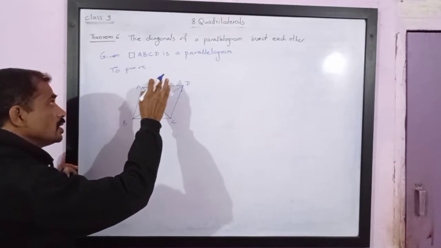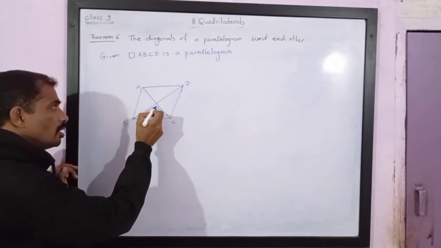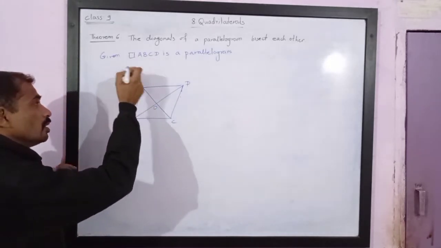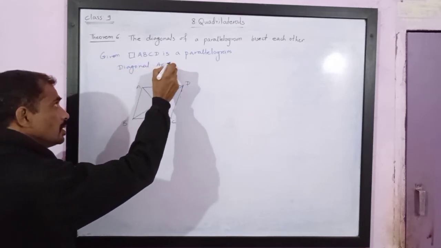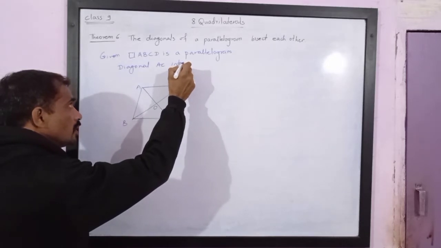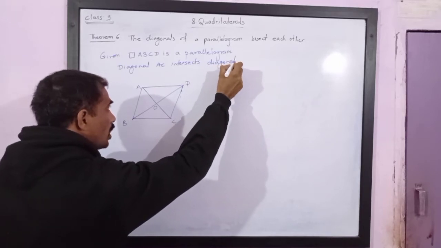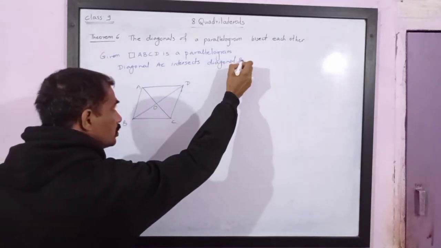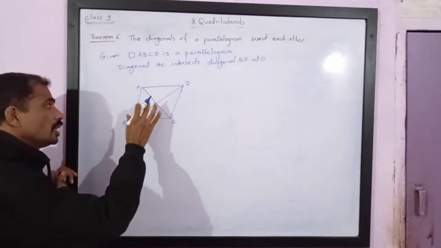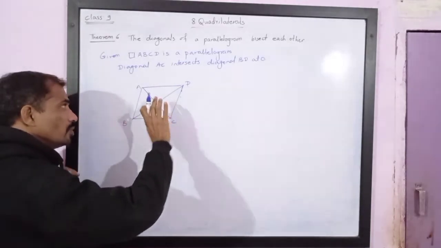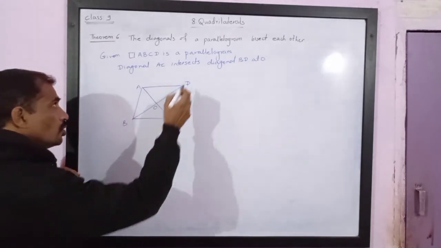that these diagonals, diagonal AC and diagonal BD, we will take some intersection point O. So diagonal AC, I will write this, diagonal AC intersects diagonal BD at O. This is also given to us. Now we need to prove that AO is equal to CO, means BD bisects it, and BO is equal to DO.